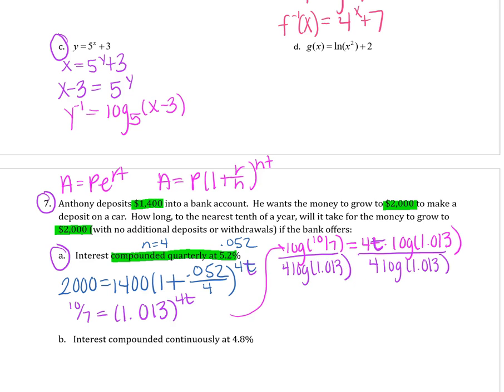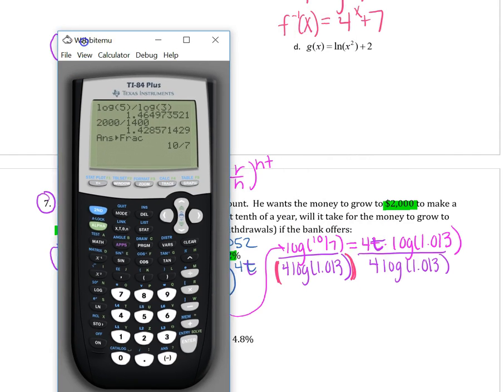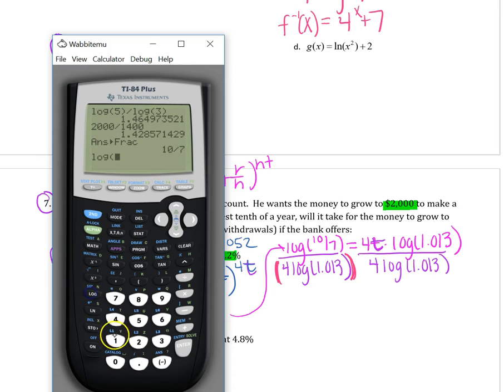Okay, now what's really important here is when you type this in your calculator, you use parentheses. Otherwise, you're going to get the wrong answer. Okay, so to the nearest tenth, 6.9 years.